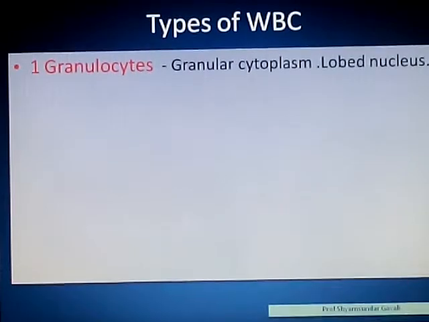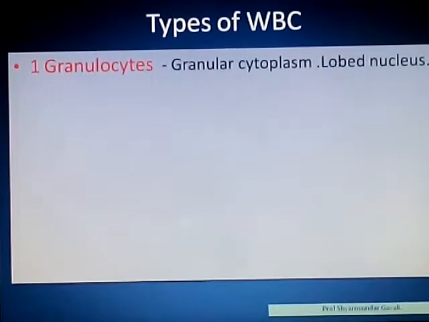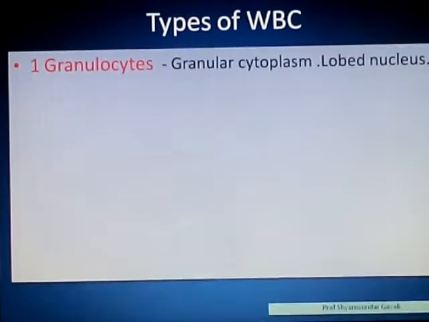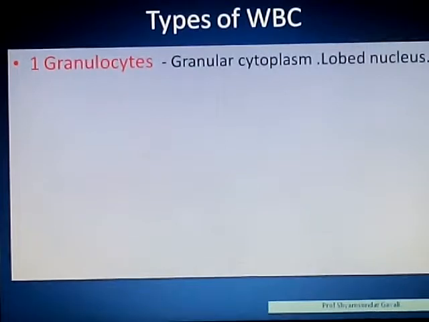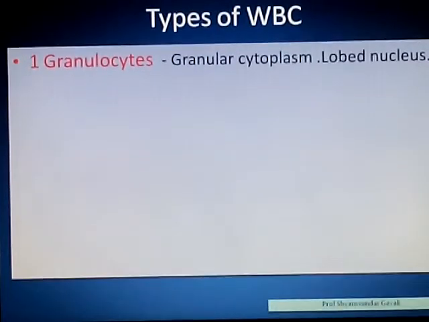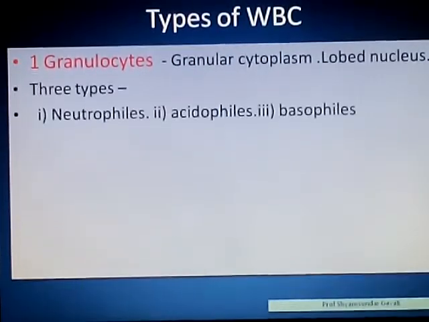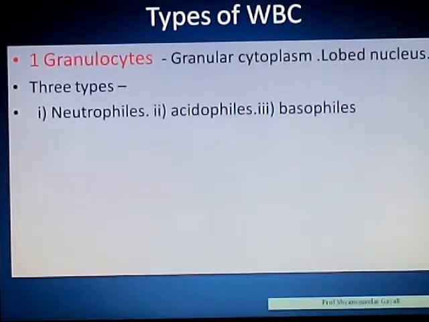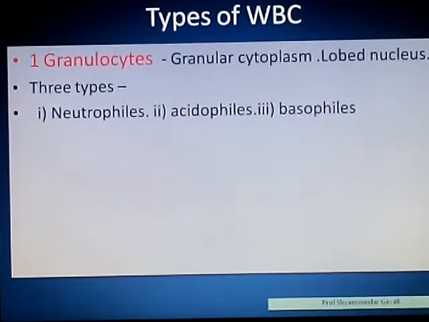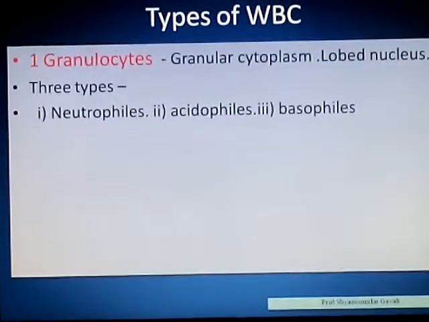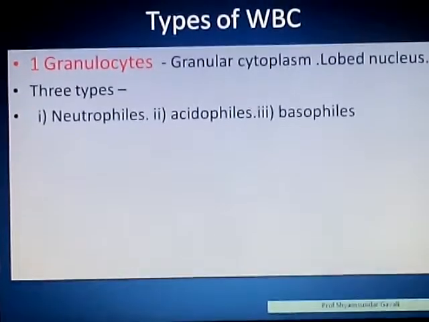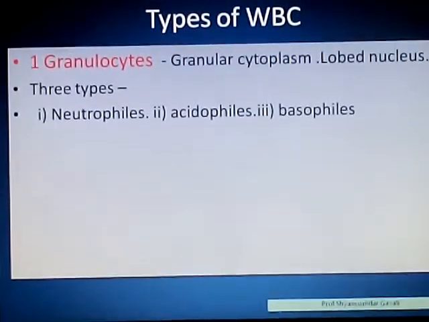In granulocytes, the nucleus is lobed. There is the presence of one, two, many lobes inside the granulocyte. Granulocytes further have three different types: neutrophiles, acidophiles, basophiles.